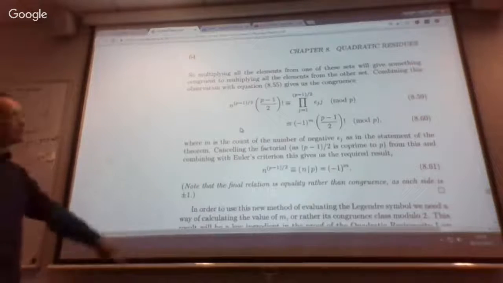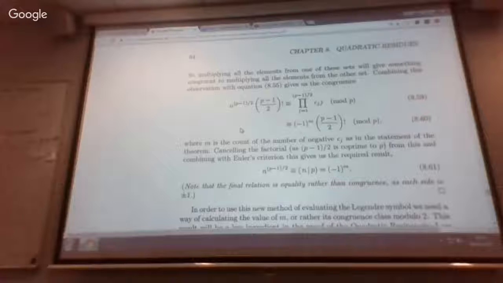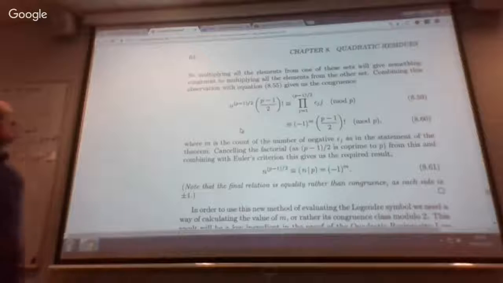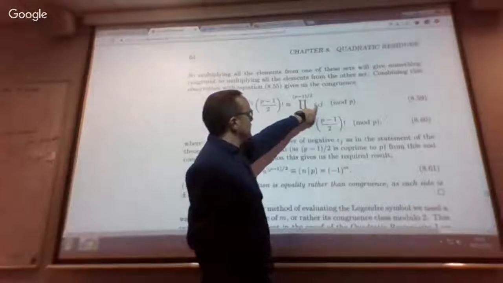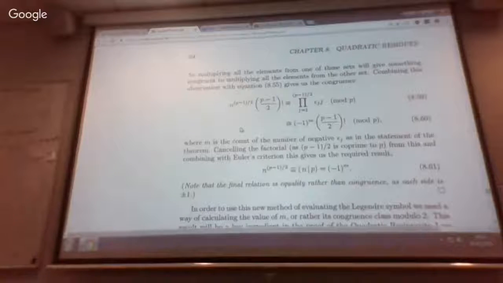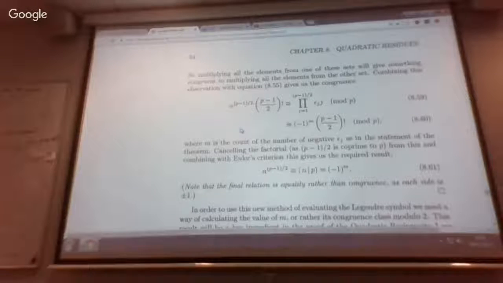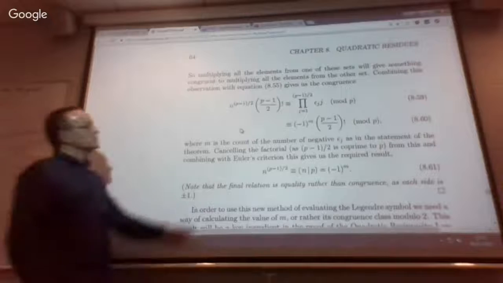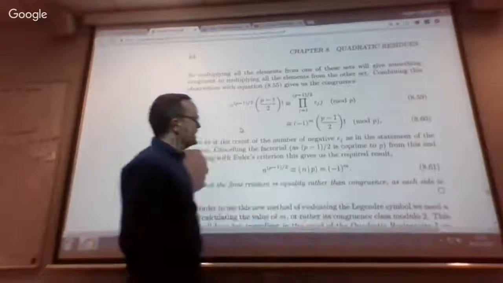But this is going to be congruent to multiplying together all of these congruence classes. And we consider them as the plus or minus sj. So this is the plus or minus sj, okay? But the s's all come from here. So this is just equal to epsilon j times j.